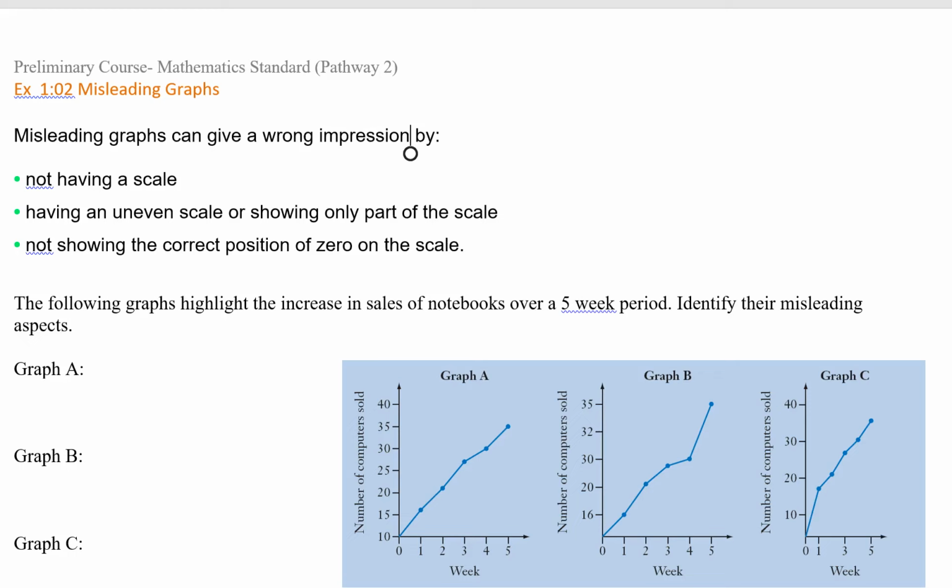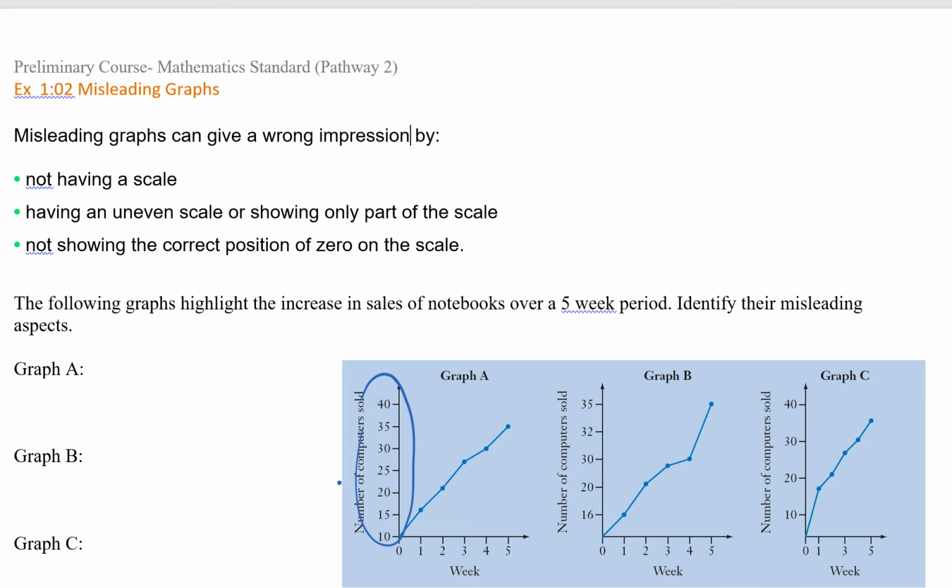Exercise 102 is talking about misleading graphs. Now, the way that graphs are most commonly used to mislead us is by what is actually written on the axes, or the scales used on the axes. And if you look at them, they're being used in such a way that is quite incorrect if you think about the way you should construct a graph.